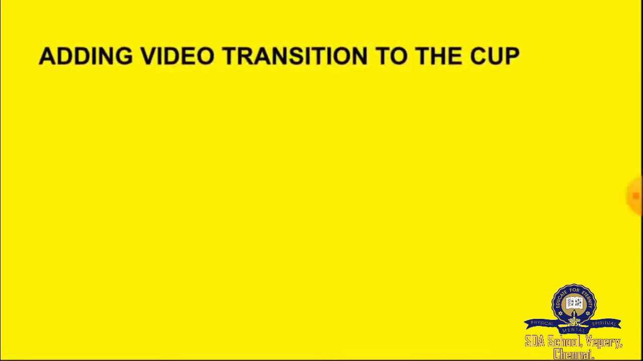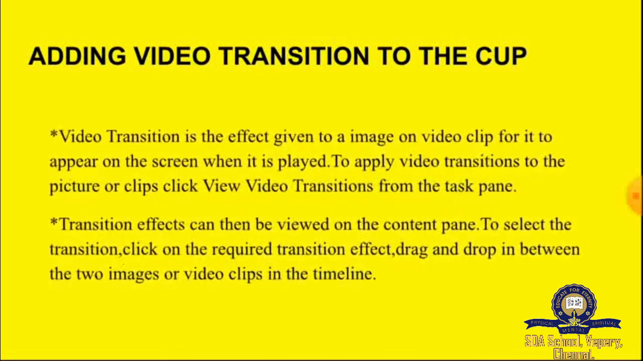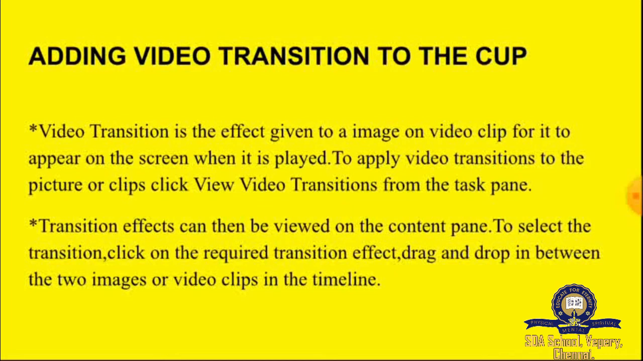Next is adding video transition to the clip. Video transition is the effect given to an image or video clip for it to appear on the screen when it is played. To apply video transition to the picture or clips, click View Video Transition from the taskbar. Transition effect can then be viewed on the content pane. To select the transition, click on the required transition effect. Drag and drop in between the two images or video clips in the timeline.